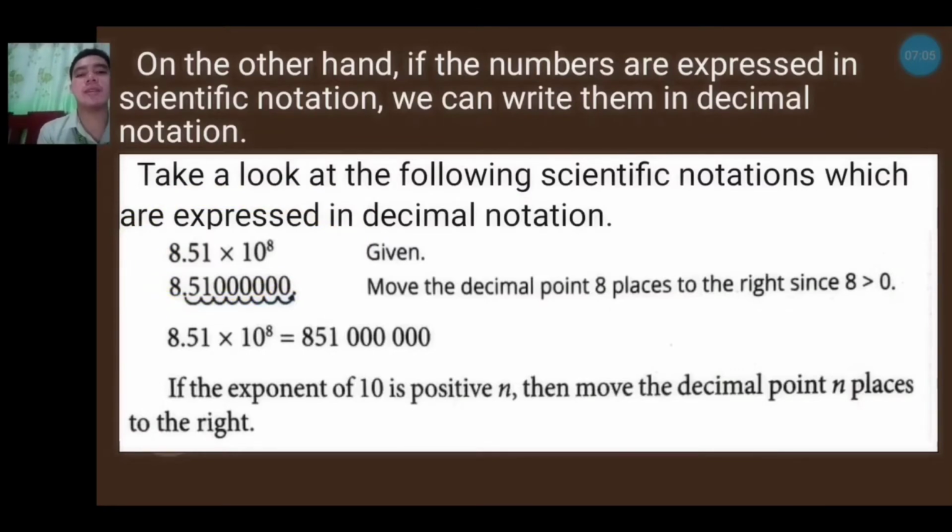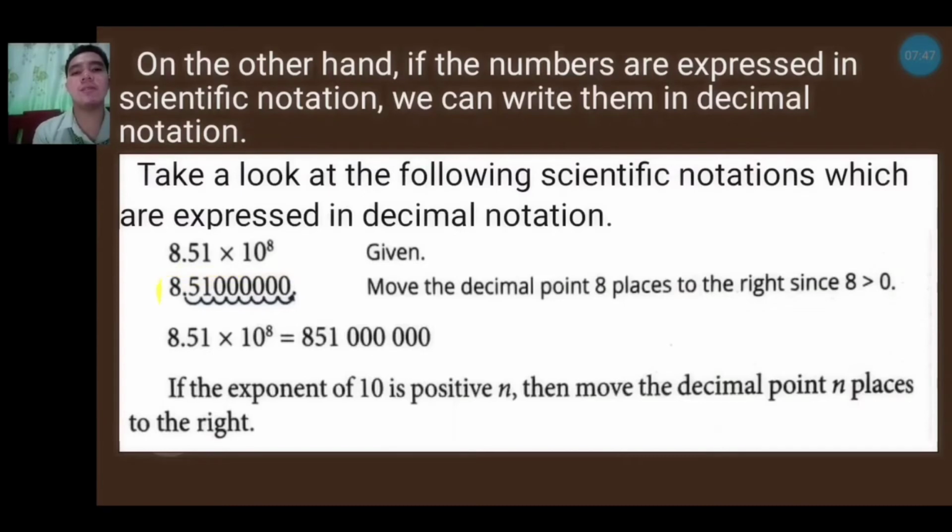What you are going to do is, from this decimal point, since the exponent is 8, we will move the decimal point 8 times. In what direction, left or right? Since our exponent here is positive 8, we will move to the right. When the exponent is positive in scientific notation, to make it decimal notation, you have to move the decimal point to the right. From here, move to the right. 1, 2, 3, 4, 5, 6, 7, 8. 8 places.